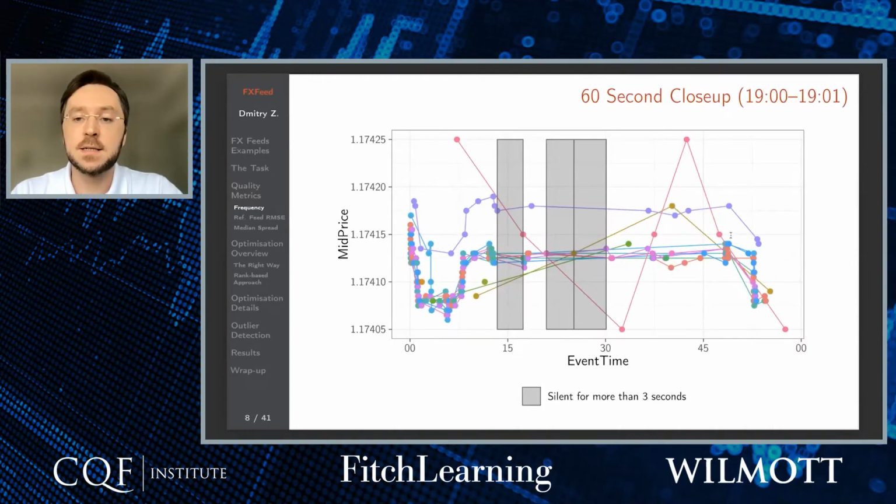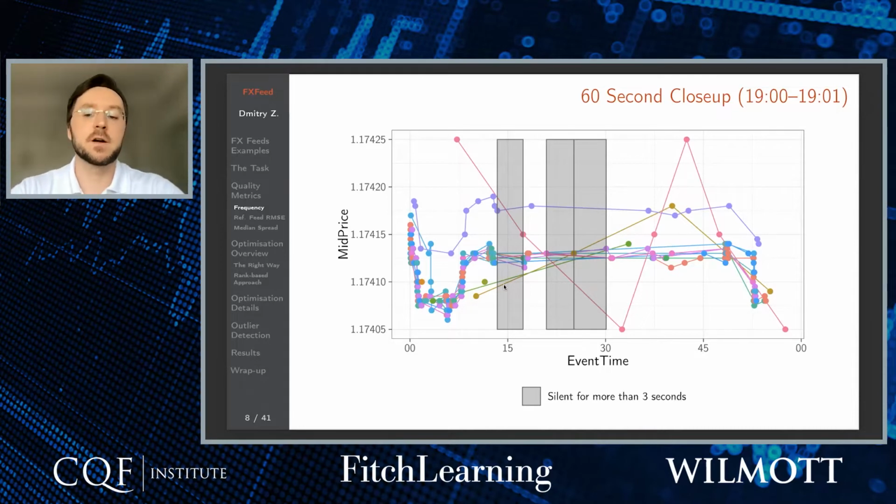And here is a 60 seconds close-up, the same 13 feeds, and on a scale of seconds, right? So it's a mid price. And one thing that immediately comes to mind is that frequency is non-homogeneous. For instance, during the first 10 seconds, the frequency is very high. But then there are periods of complete inactivity. Like, for instance, there are periods when no feed was ticking for more than 3 seconds. They're highlighted in gray here.